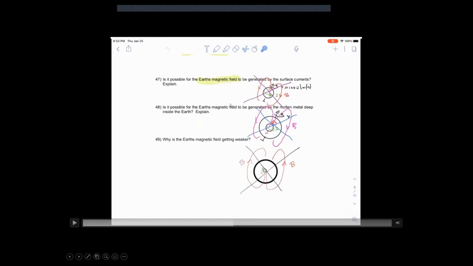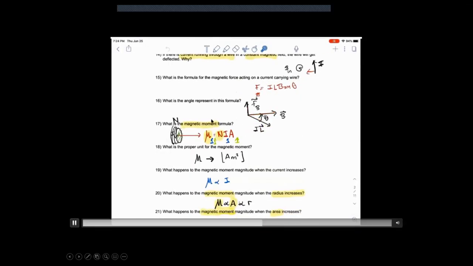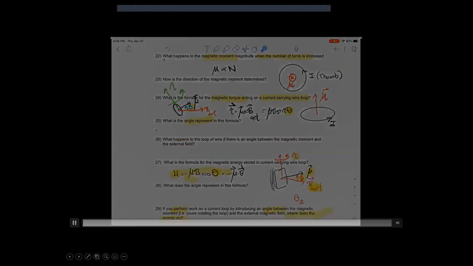Earth's magnetic field is getting weaker, obviously. We don't know the exact reason why. The only thing that we know is we're in the midst of a reversal process, and that may be the reason why this is happening. All right, so what else do we have? I think this is as far as we got.